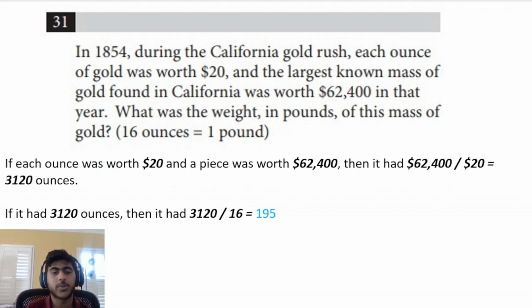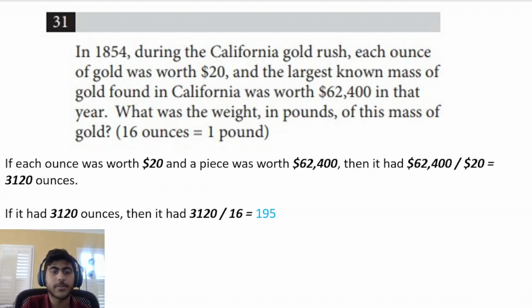So if each ounce was worth $20, and the biggest piece was worth $62,400, then it had $62,400 divided by $20, or 3,120 ounces. It had 3,120 ounces. It had 3,120 divided by 16, or 195 pounds.